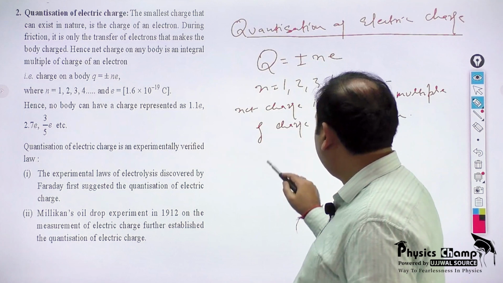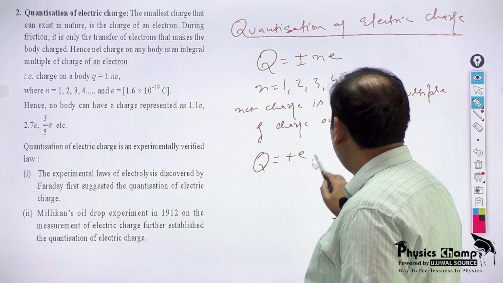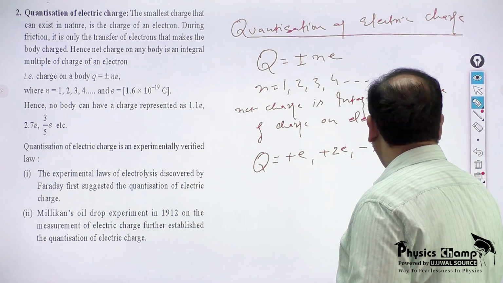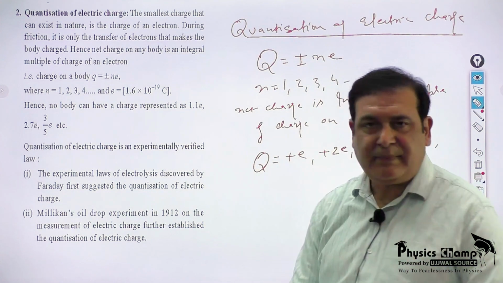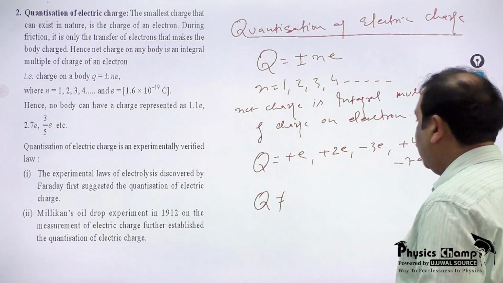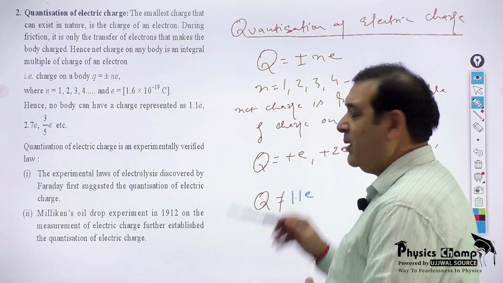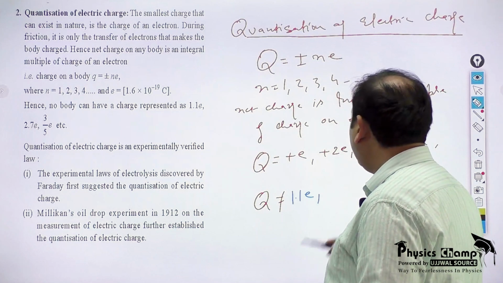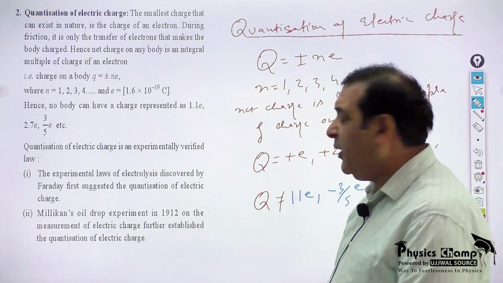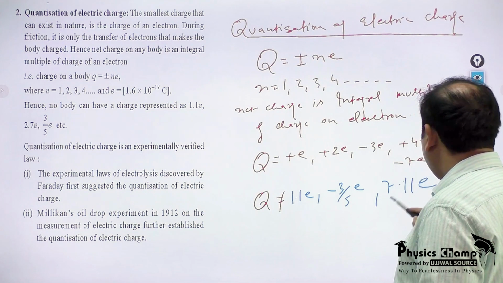It is very much possible to have a charge of plus e, plus 2e, minus 3e, plus 4e, minus 7e, like that. But it is not possible to have a charge which is 1.1e. It is not an integral multiple of the charge on an electron. It is not possible to have a charge minus 3 by 5 e. It is not possible to have a charge 7.11e, like that.